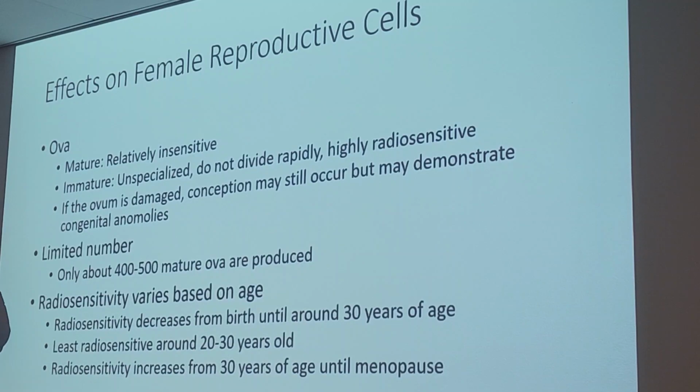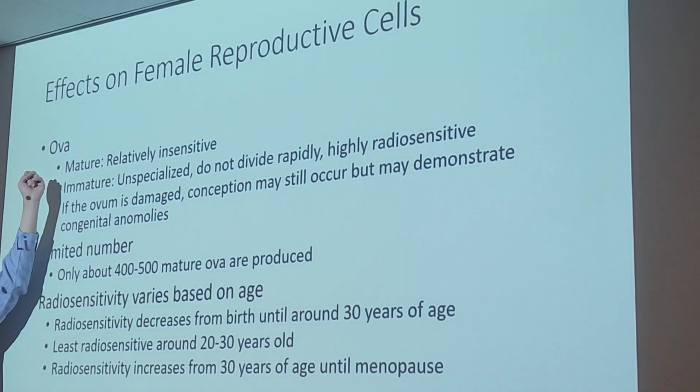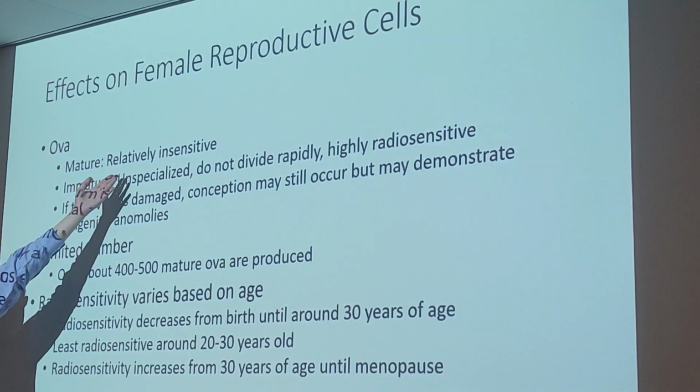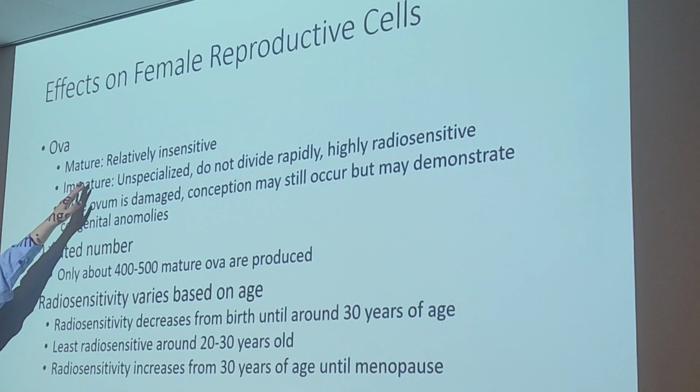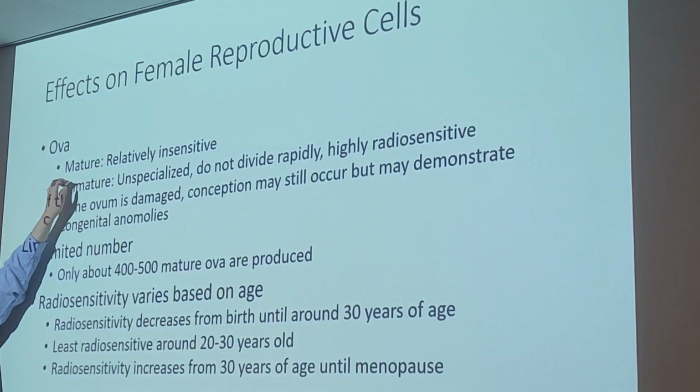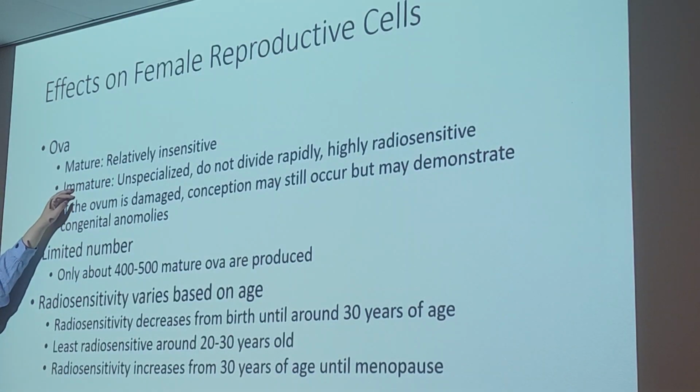So now that we've talked about the male reproductive system, let's talk about the female reproductive system. Once again, we have the ova. Ovum for singular. This is the egg, the mature one. We're also talking about the oogonium, all the way at the beginning. That's the immature, unspecialized one, so that would be the radiosensitive cell. If the ovum is damaged, conception can still occur, but once again, there might be abnormalities in the baby.